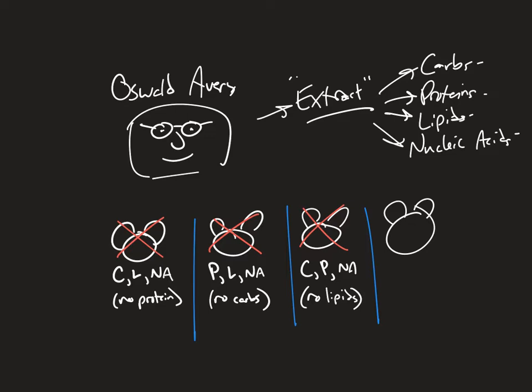So he goes to the last option here, the one that no one really thought was what we were going to be looking for. And he hits this mouse with carbs and proteins and lipids, but no nucleic acids. And without nucleic acids, you get no transformation. And the mice are fine.